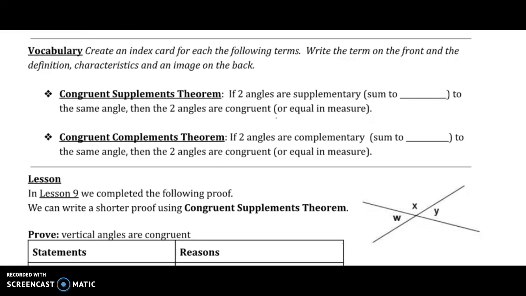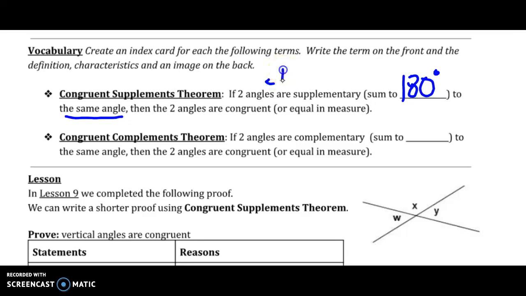So the vocabulary is congruent supplements theorem. It says that if two angles are supplementary, and we know that supplementary angles are two angles which have a sum of 180 degrees, to the same angle, then the two angles are congruent. So what does that mean?